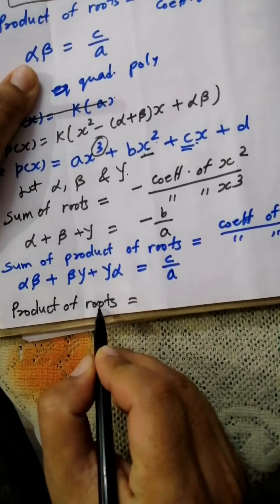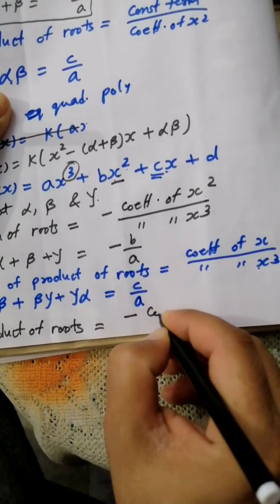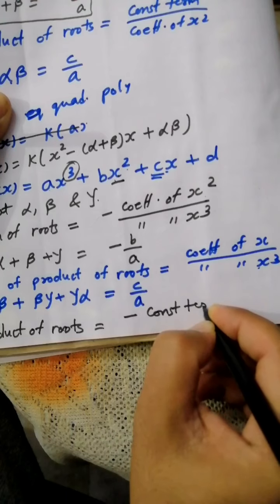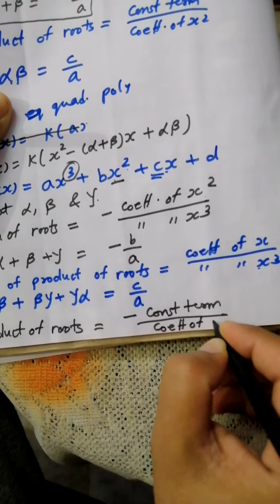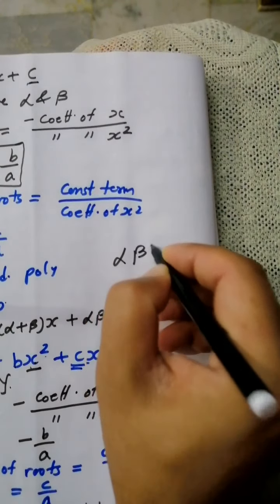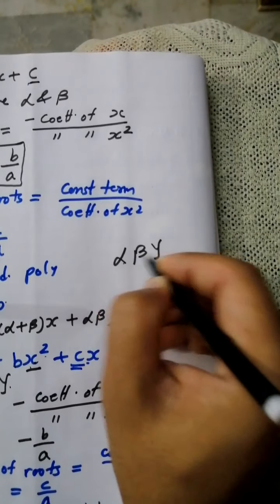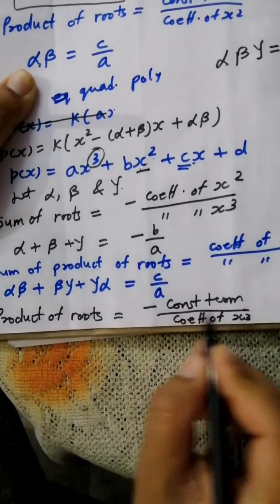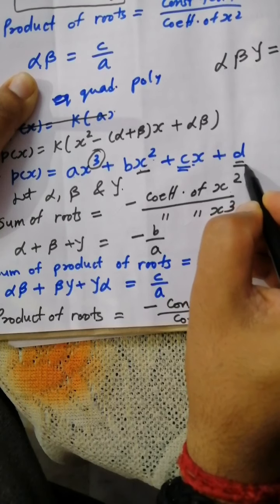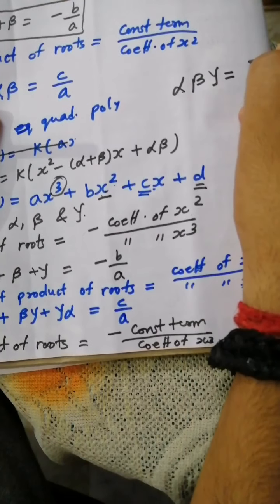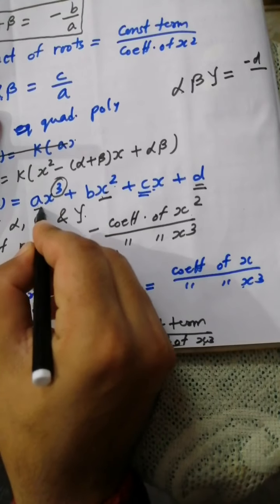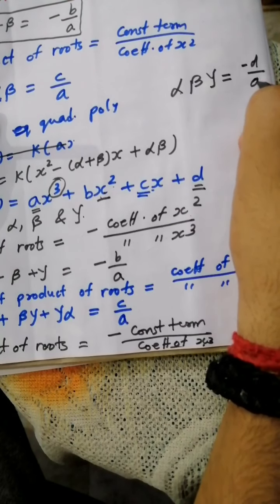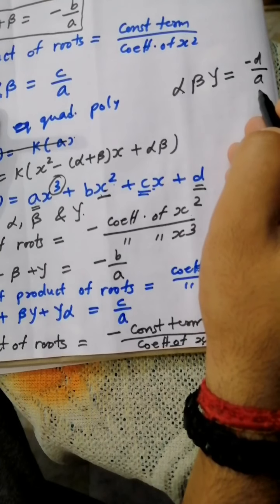Now last, the product of roots equals minus the constant term divided by the coefficient of x cube. The product of roots means alpha beta gamma. Here the constant term is d, and the coefficient of x cube is a. So minus d upon a. So alpha beta gamma equals minus d upon a.